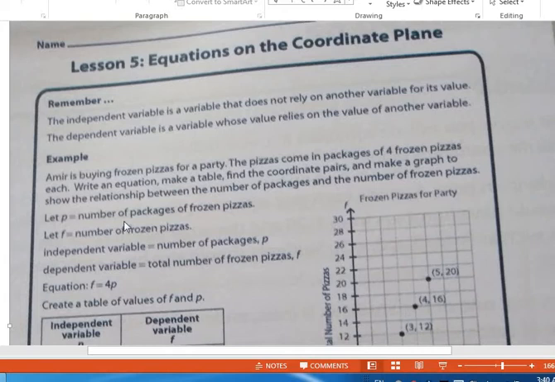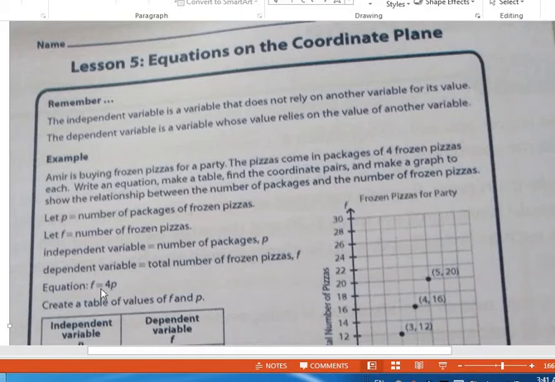Now, let P equals the number of packages of frozen pizzas. Let F equals number of frozen pizzas. Independent variable here equals, what do you think? Number of packages. And the dependent variable equals total number of frozen pizzas. So dependent variable that depends on other values, total number of frozen pizzas, is represented by F.